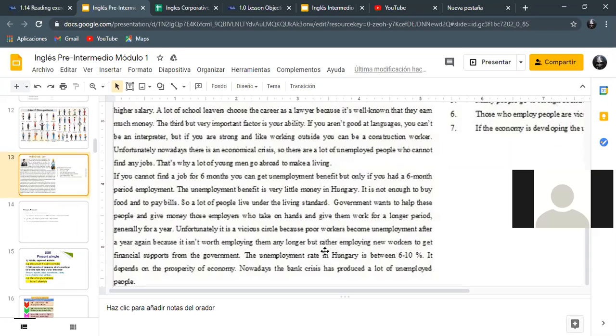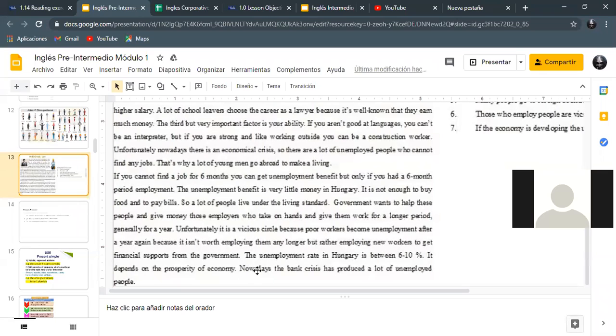Says unemployable any longer, but rather, what is rather? I don't know. Okay, rather is like prefer. O sea, que prefieren. Prefieren emplear nuevos trabajadores. They prefer. Okay. But you can say rather. Rather. To get financial support. What is financial support? Soporte financiero. Soporte, apoyo financiero.